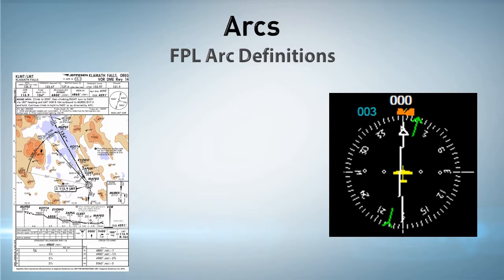As the aircraft flies the arc, the compass rose will rotate, indicating a changing aircraft heading. If an FMS bearing pointer is available and selected, it will point to the leg terminator of the arc.